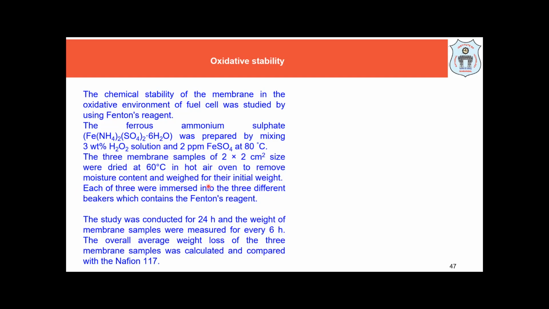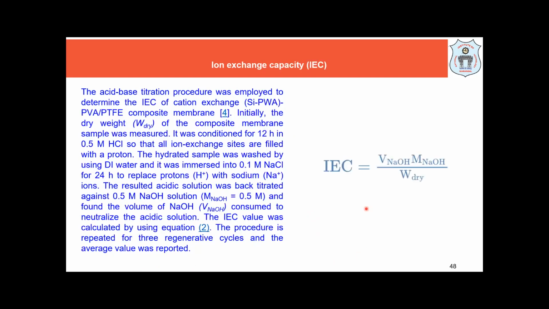So we know the initial weight. Then we keep them immersed in 3 different beakers, in which the prepared solution is kept with the 3 membranes. Once you dip that, after 24 hours, or you can say every 6 hours, you can take the sample out and find out what the weight loss is. It's similar to the weight loss method: how much weight is lost with time. Okay, so that way we do this. And as I said, whatever membrane we prepare, we compare it with the performance of the Nafion membrane.